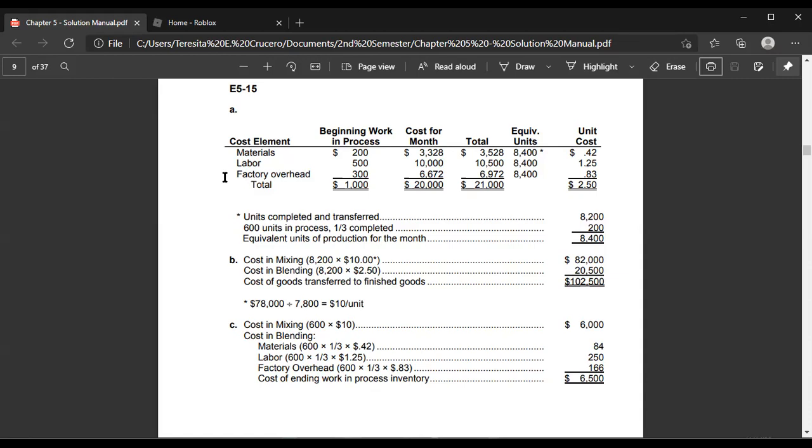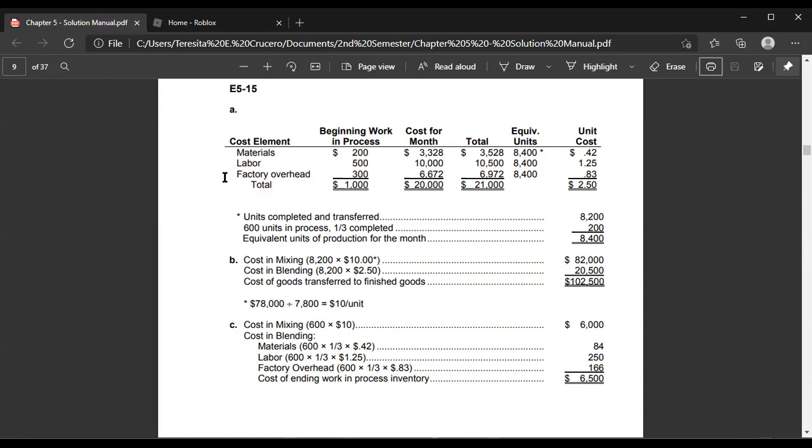Then the last requirement, determine the total cost of the ending work in process in the blending. So we have now the cost in the mixing. Take note that the number of units to be accounted for is 8,800. Only 8,200 were completed. So in other words, the 600 units are in the ending inventory, but initially they came from the mixing. So the average unit cost of 10, you get 6,000.